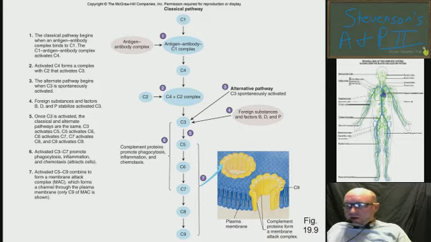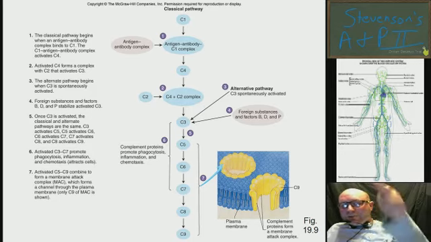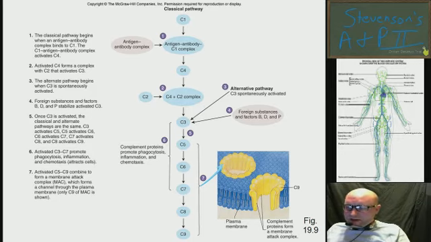Activated C5 through C9, or complement 5 through complement 9, will combine to form a membrane attack complex, or the MAC complex. The membrane attack complex forms a channel through the plasma membrane. Only complement 9 of the MAC is shown here. See it right in this area.